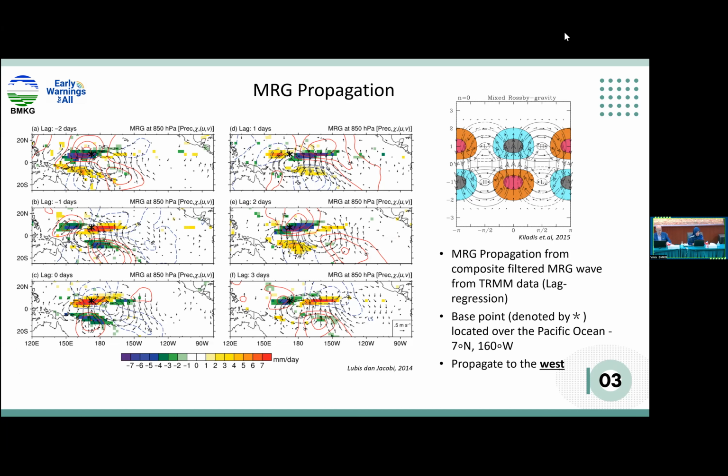Sorry to take so long. So, the MRG wave propagation is derived from the composite filtered MRG wave from TRMM data using regression. It is based on the Lubis and Jacobi paper, and the base point is denoted by the star here. It is located in the West North Pacific, and we also see that the wave propagates westward.